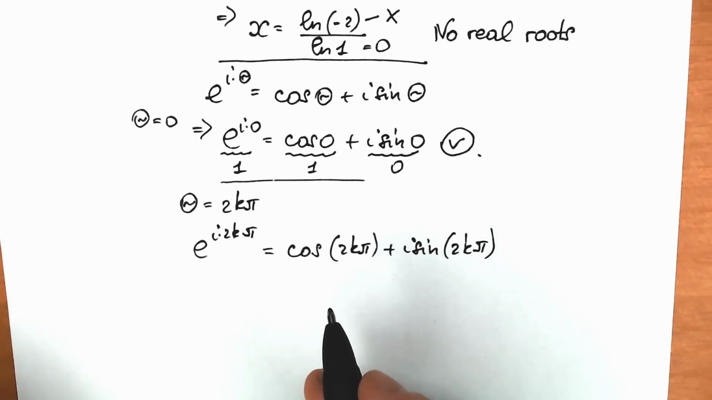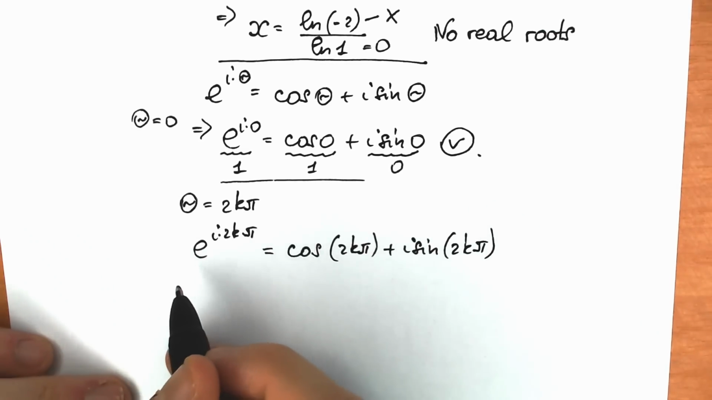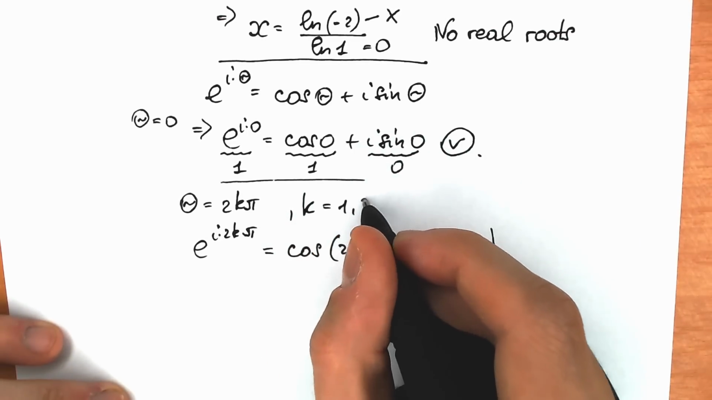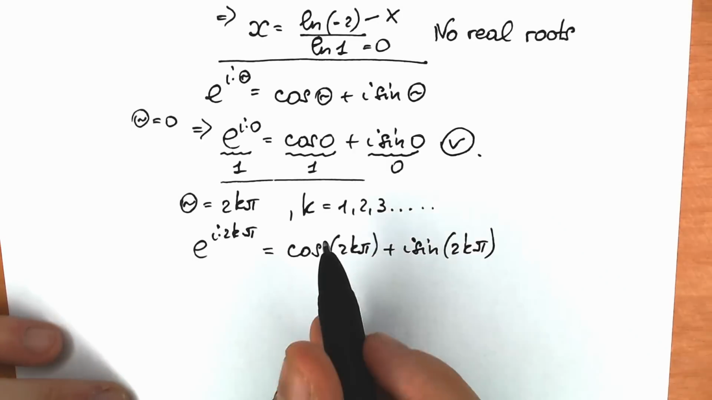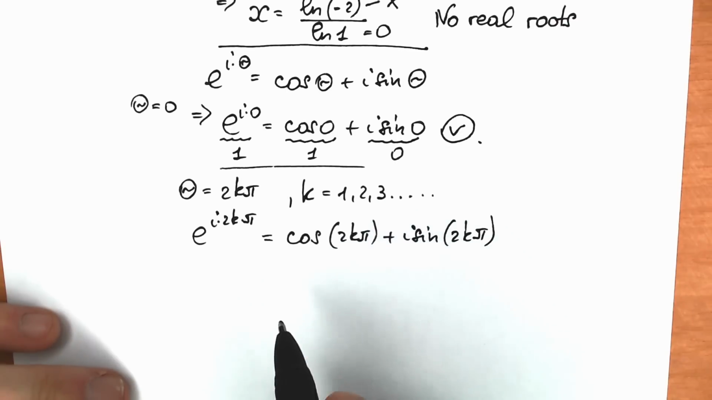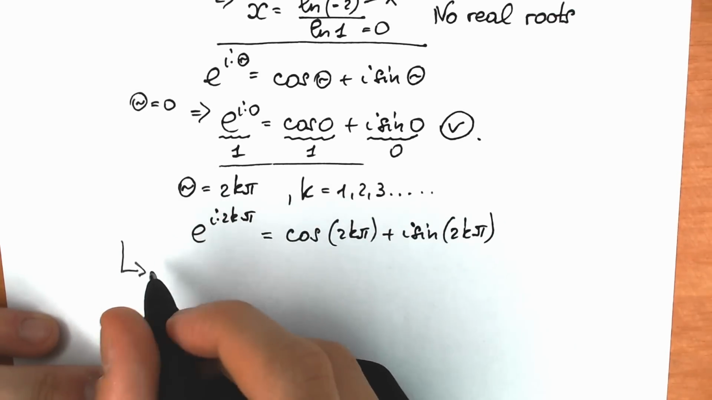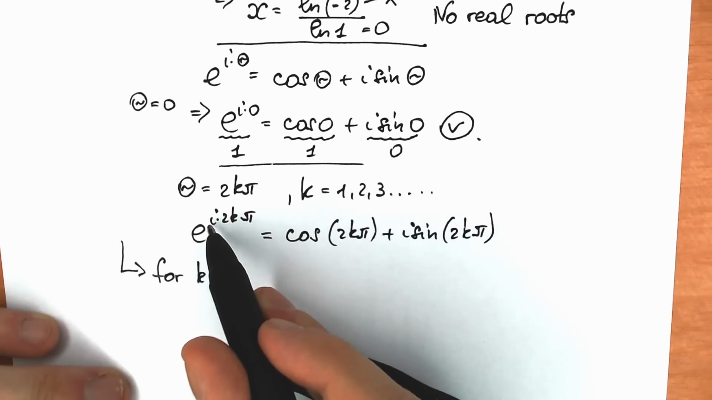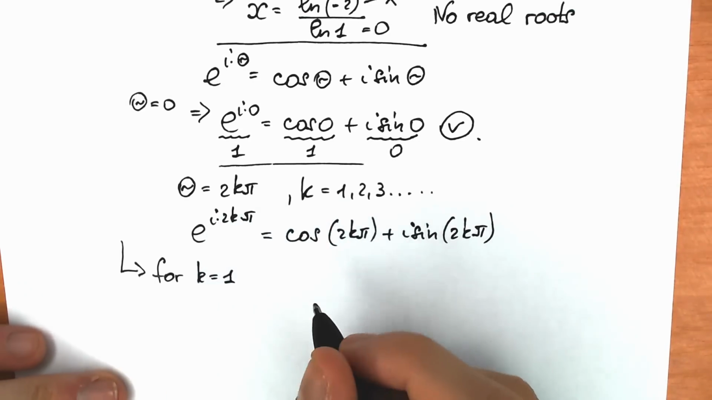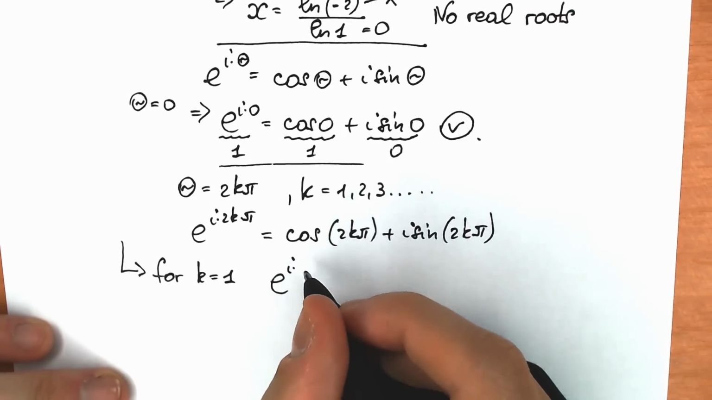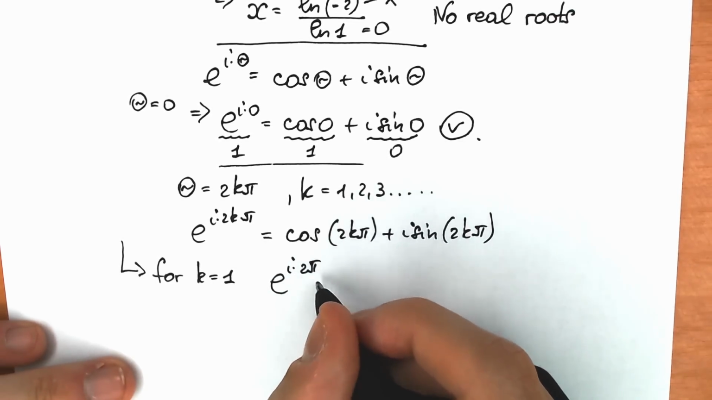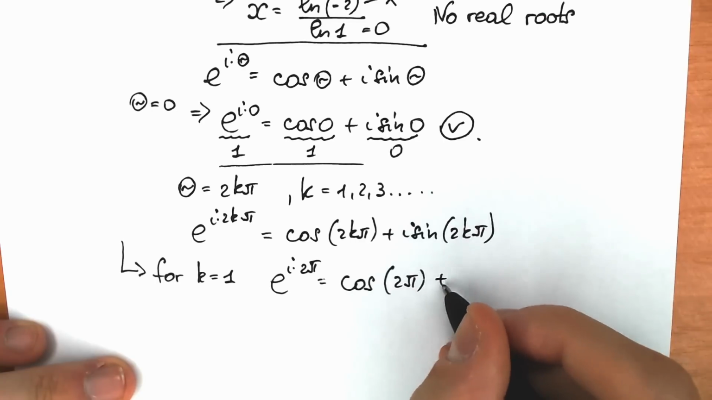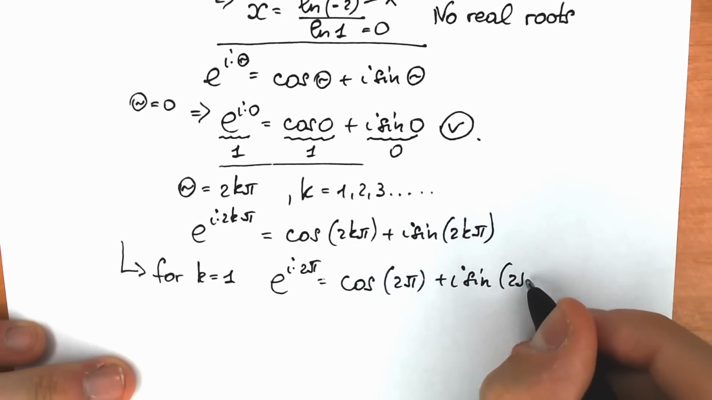And now I'm going to show a really great trick. First of all, let's see what will happen when k is equal to 1, 2, 3, 4. We are talking about k being integers: 1, 2, 3, and a lot of these values. Let's see what will happen when k is equal to 1. According to this identity, for k equal to 1, what do we have? e to the power i times 2 times pi, because k is equal to 1. So we have e to the power i times 2 pi equal to cosine 2 pi plus i sine 2 pi.